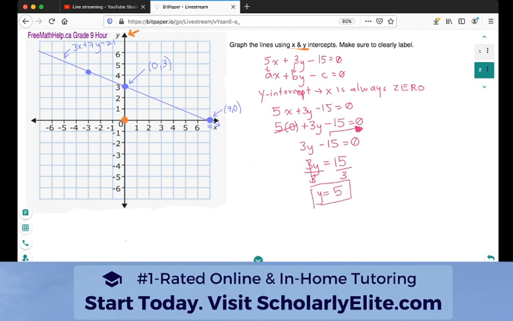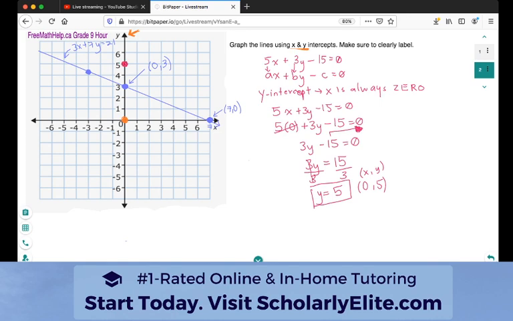So I now know that my y-intercept is 5, and that tells me also that the exact point where the y-intercept occurs is (0, 5), because 0 is the value we put in for x, and positive 5 for y. So that's right here.